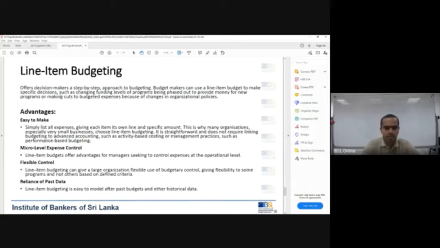Line item budgeting. Now, this is where you look at maybe a financial statement like the P&L and budget accordingly. Right? So sales, this will be the budget, cost of sales budget, administrative expenses budget, finance expenses budget. Likewise, you can do budgets based on every line item. It's easy to make. Micro level expense control can be done, it's flexible, and you rely on past data.